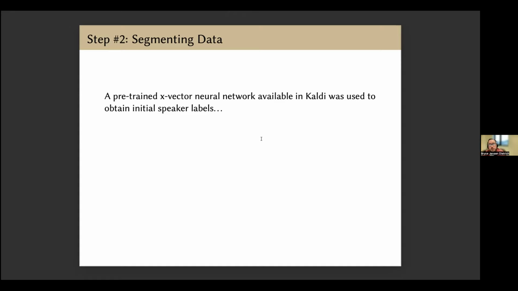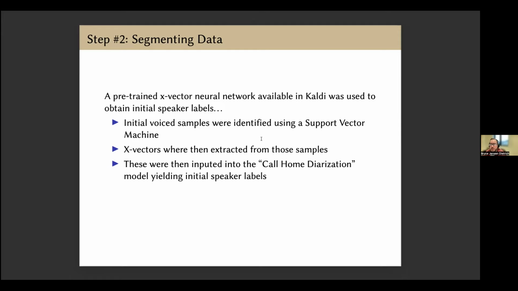So the algorithm that we trained for this model was an X-vector neural network that was pre-trained in Kaldi, which is a command line tool that is well suited for this type of task. Essentially, it only does speaker segmentation problems. Initially, the voice samples were identified using a support vector machine because Kaldi cannot segment speakers on unvoiced samples. The X-vectors were then extracted from those samples, and they were inputted into what was called the CALLHOME diarization model, the citation of which is in the paper.